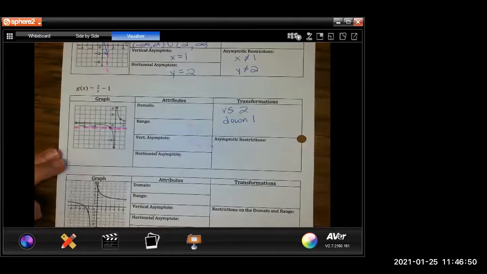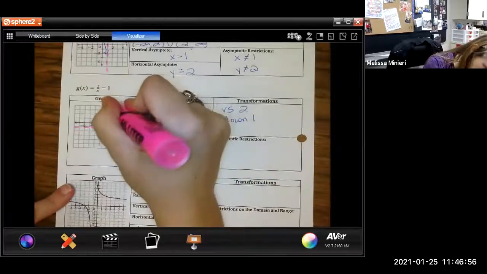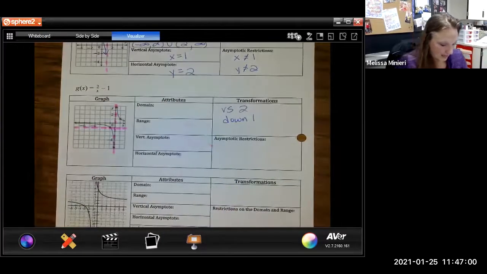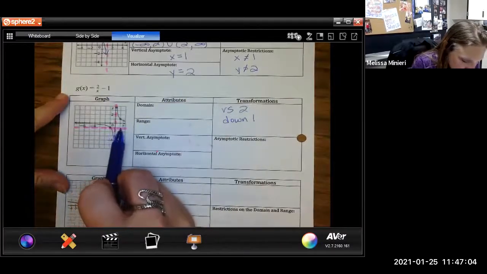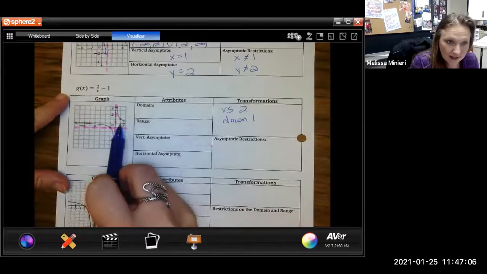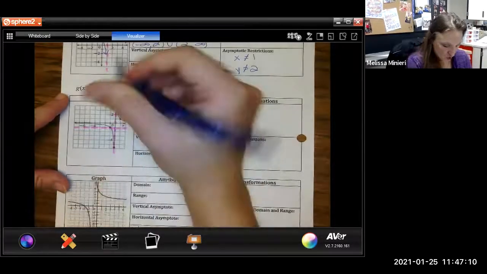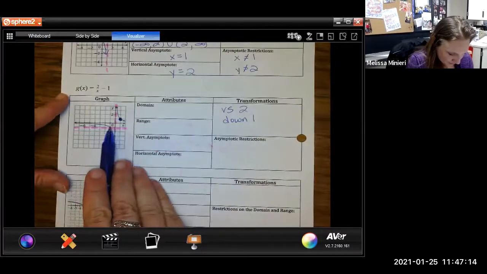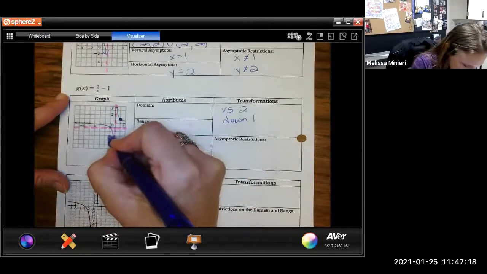And it said nothing about left and right. So where do we put our asymptote vertically? 0. It just stays at 0. Now, since it's vertically stretched, remember the key point is over 1 up 1 when it's normally in this corner right here. But since it's vertically stretched, I'm going to go over 1 up 2 and just put it up here instead. And same with this one. In this corner, I'm going to go down 2.